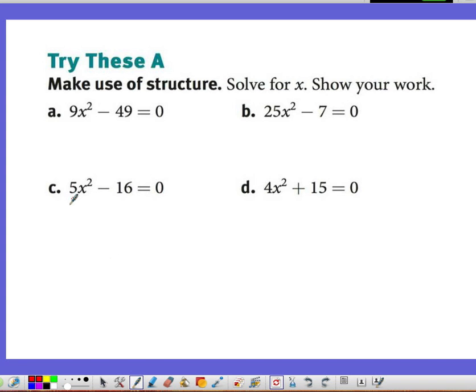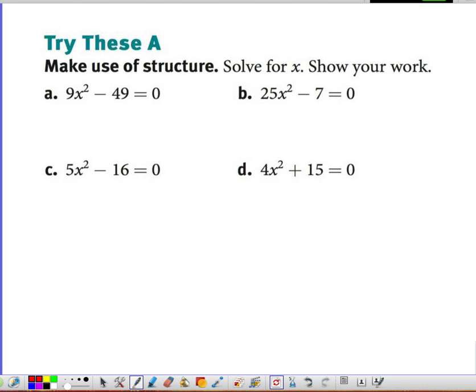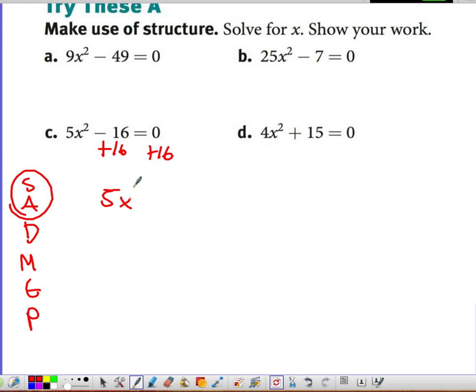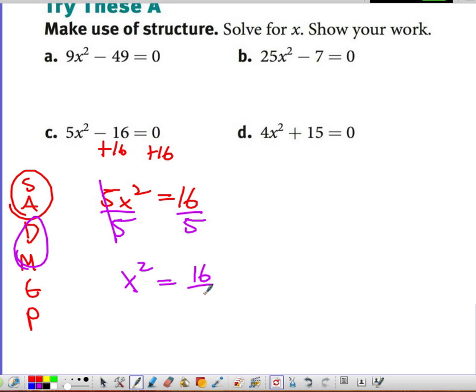So what we want to do here is again follow reverse PEMDAS, and there we go. Our first level is addition or subtraction. Here we're subtracting 16. The inverse is to add 16 to both sides, and so we get 5x squared is equal to positive 16. Now we want to go ahead and divide both sides by 5. So what we get is x squared is equal to 16 divided by 5.